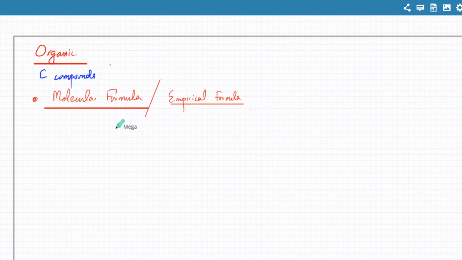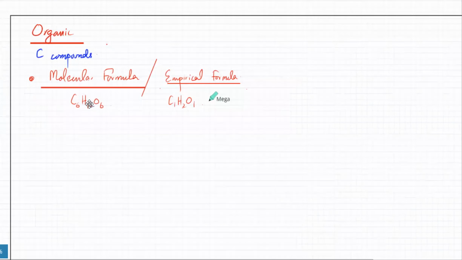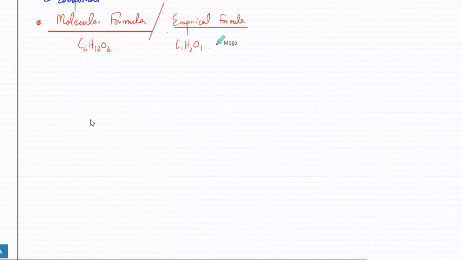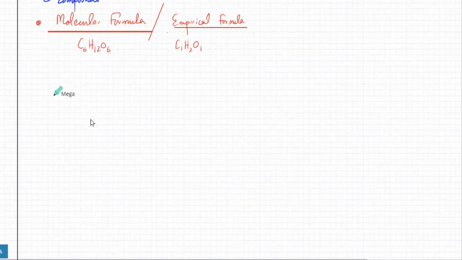For example, if glucose has this formula, its empirical formula would be C1H2O1. It's the simplest ratio. That's the empirical formula. The molecular formula tells you the total number of atoms, but it doesn't tell you how those atoms are connected to each other. The second one is the way the atoms are connected together. That's your structural formula.